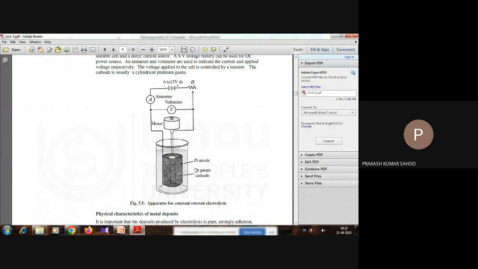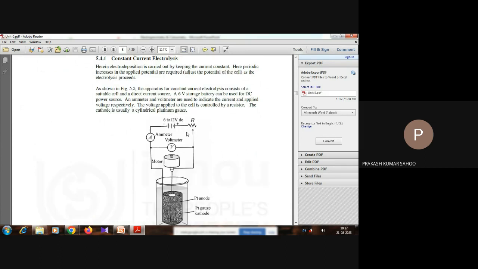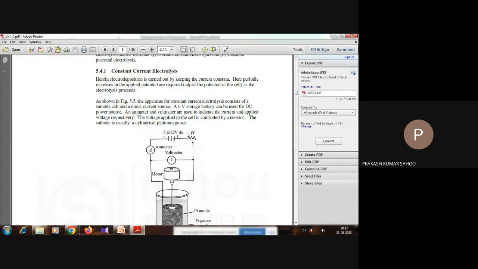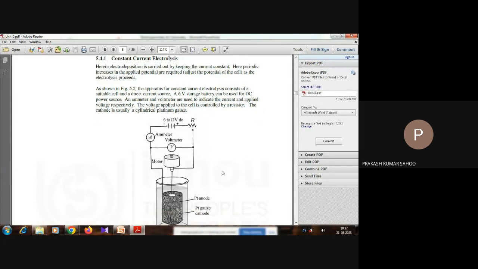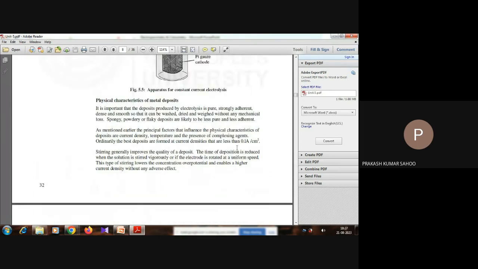This one is a platinum gauze, platinum electrode. We have one stirrer or motor here which is connected to an external electricity supply of 6 to 12 volts. So here the current is maintained fixed, and by varying the potential difference with the help of a resistor, the deposition will be carried out. Then the physical characteristics of metal deposition, then we have this one.